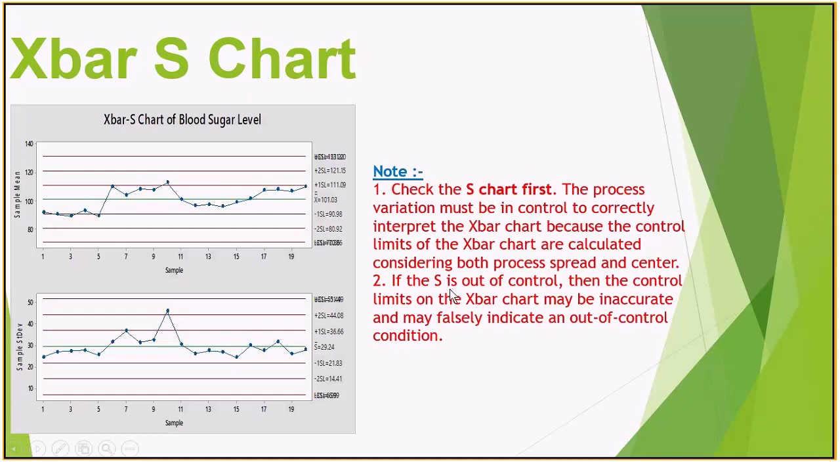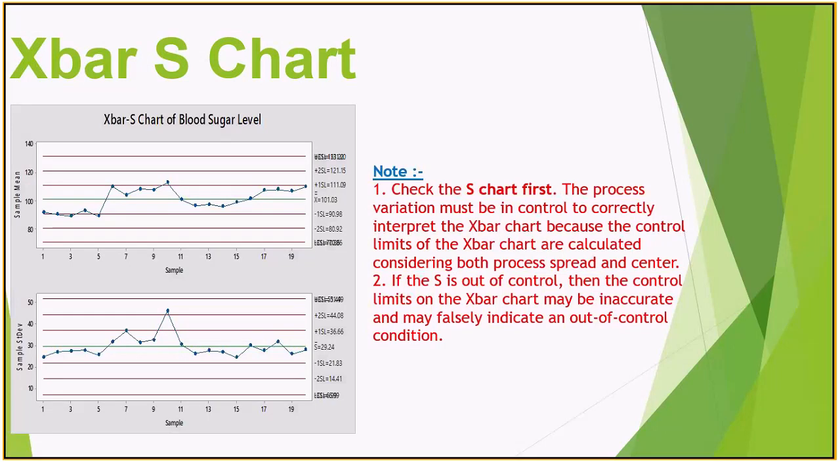The second thing is, if your S chart is out of control, then the control limits of the X bar chart may be inaccurate because your S chart is already out of control. So whenever you are checking an X bar S chart, check the S chart first. If the S chart is out of control, please understand that your X bar chart may falsely indicate some things, because all the limits for the X bar chart are coming from the S bar chart. So please note that you always need to check the S chart first, and then check the X bar chart whenever you are reviewing an X bar S chart.